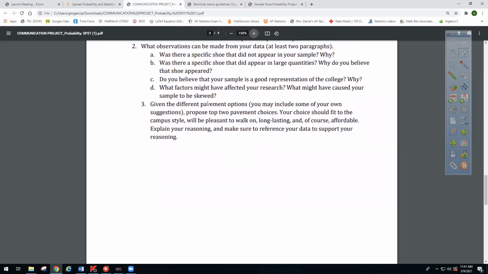Here you go. Given the different payment options, you may include some of your own suggestions. Propose 2 top payment choices. Your choice should fit to the campus style, will be pleasant to walk on, long lasting, and of course, affordable. Explain your reasoning and make sure that you reference your data to support your reasoning.